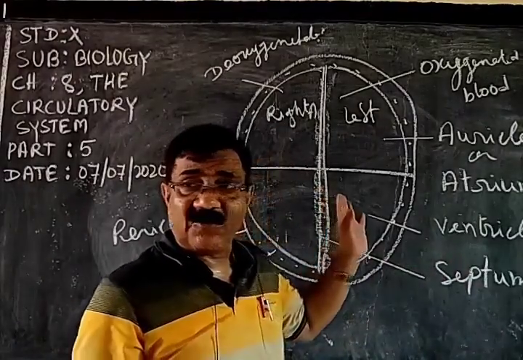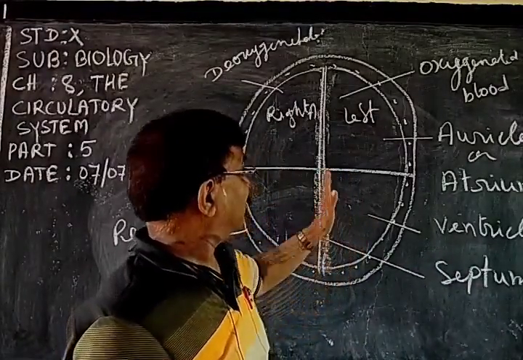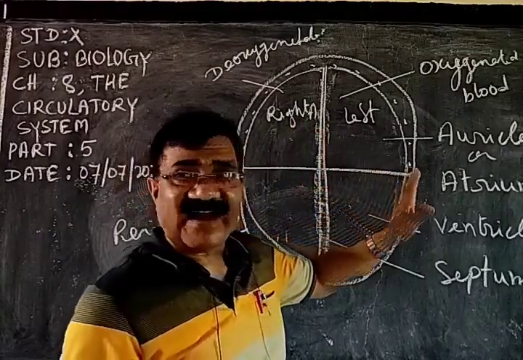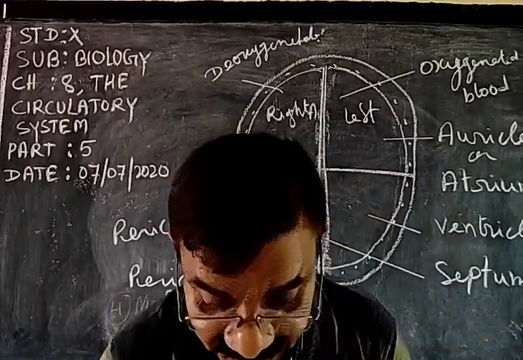So very clear about the upper two chambers, lower two chambers, the left chamber and the right chamber. Now, next part.